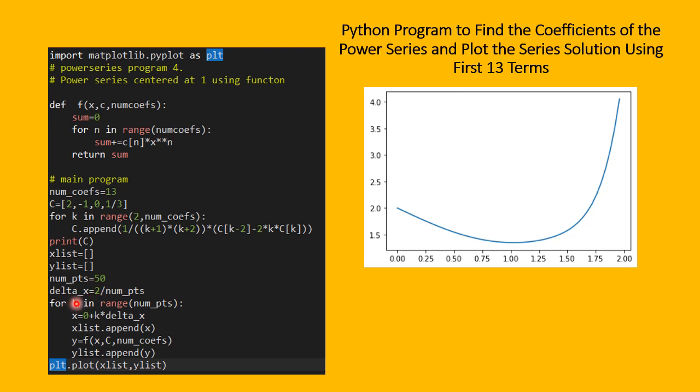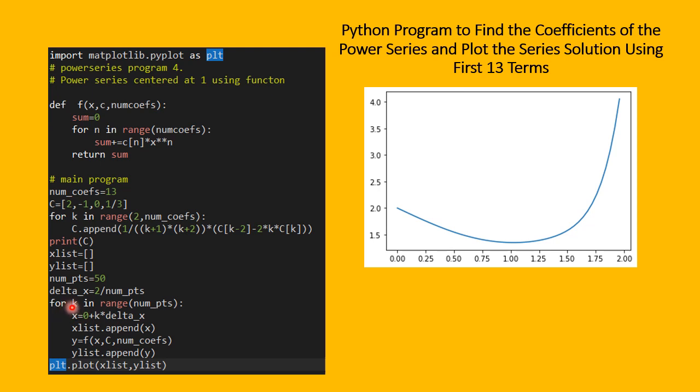The delta x, then, the distance between one of the x values and the next x value that is graphed, is just going to be 2, the length of this interval, since I'm plotting everything for x between 0 and 2, divided by the number of points. Number of points is 50, so delta x is 2/50ths.